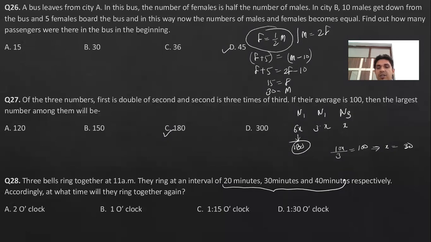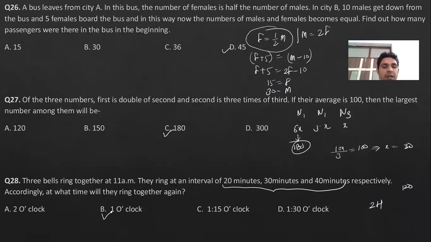And if we find the LCM of 20, 30, and 40, this will simply be 120, right? The first time all three bells ring together is at 11 a.m., and you are asked to find the next time, so this will be simply 11 a.m. plus 120 minutes. If we convert these 120 minutes into hours, 120 minutes is equal to 2 hours, and 2 hours after 11 a.m. means this will be 1 o'clock, right?